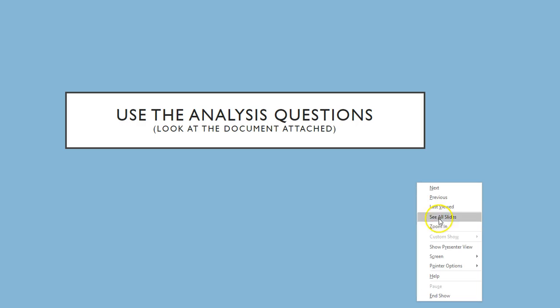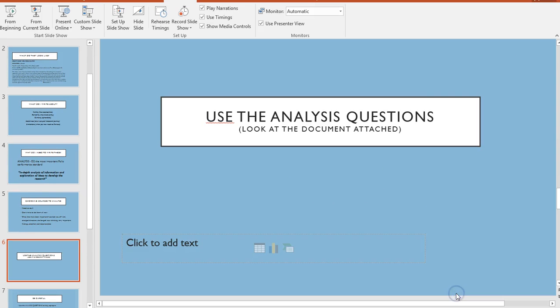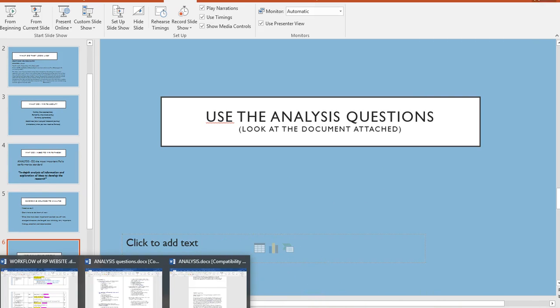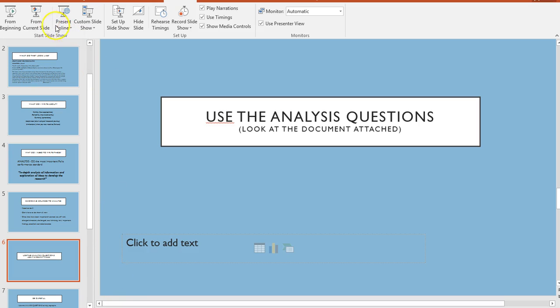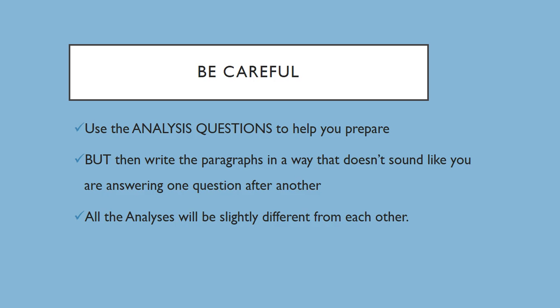Now, use the analysis questions that I've provided for you. Here they are. This walks you through what you have to write. But what I suggest you do is go through and answer the questions, and then manipulate your paragraphs and your information to suit things. I've given you an idea about how long, very approximately, things should be. This one in particular is going to be 2 paragraphs. It's the biggie. It's basically asking you about reliability. It's really, really important. So you need to give that a really good look.